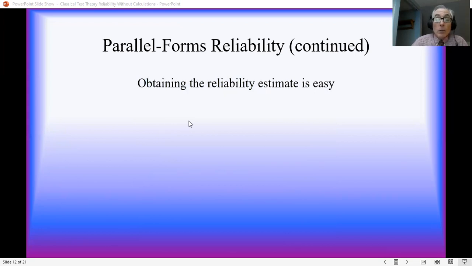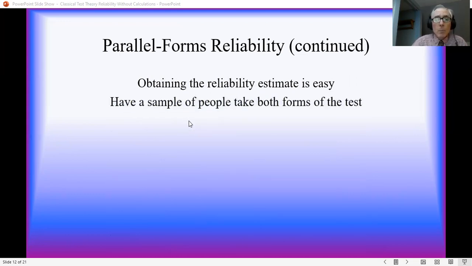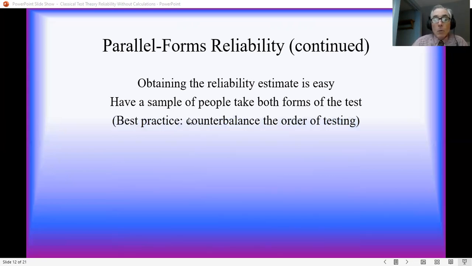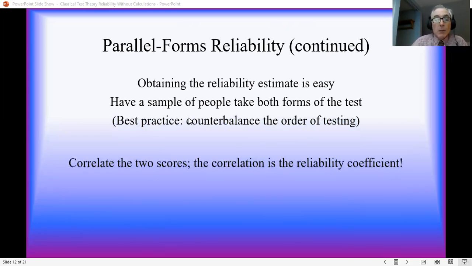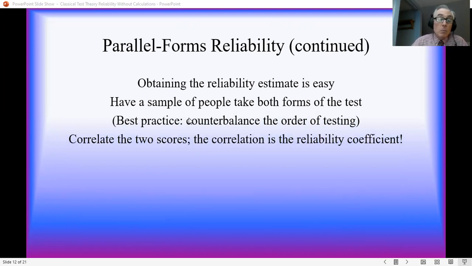So how do you get it? It's real easy, actually. The hard part here is creating the test and then actually getting good enough results to say that you have two forms of it. You get the folks to come into the lab and they take both forms. If you're going to be proper about this, half of them will take Form A followed by Form B, and half will take Form B followed by Form A. So you're counterbalancing order of presentation, but that's it. There's nothing else to it. You score the two tests, correlate them, and you have a reliability coefficient. You're done. One and done.